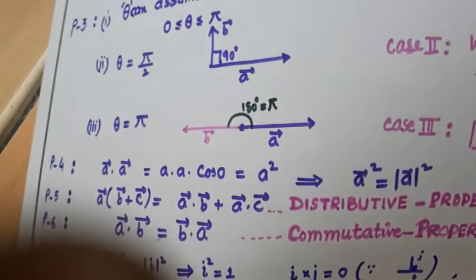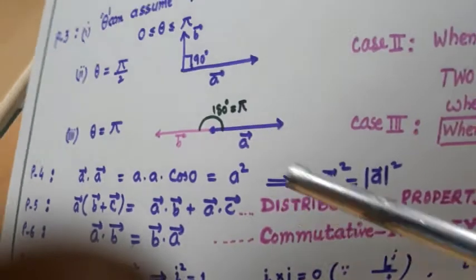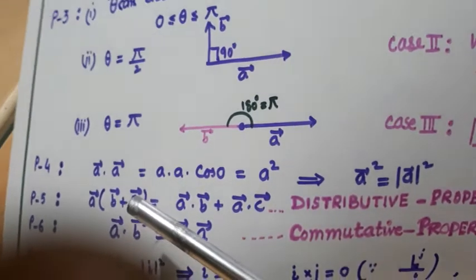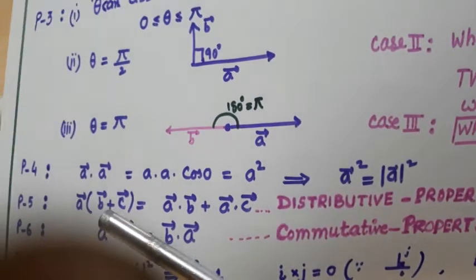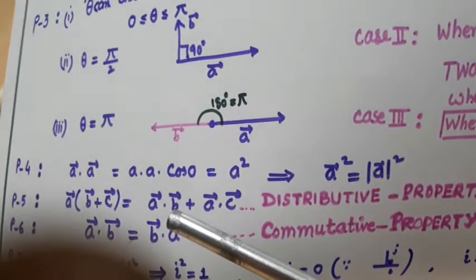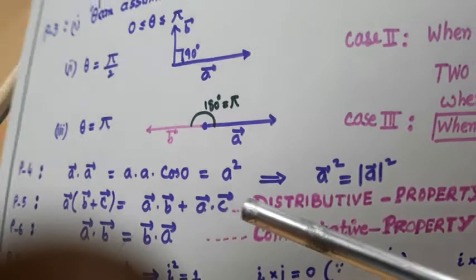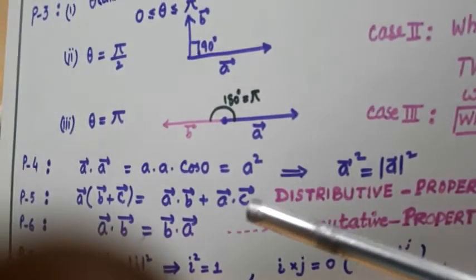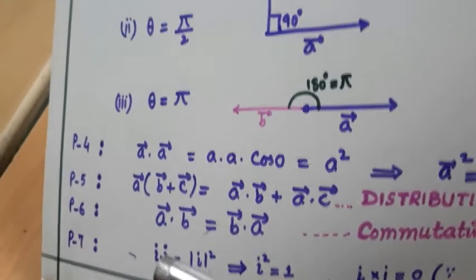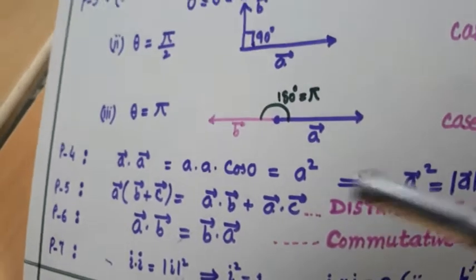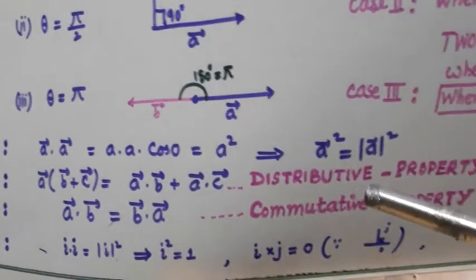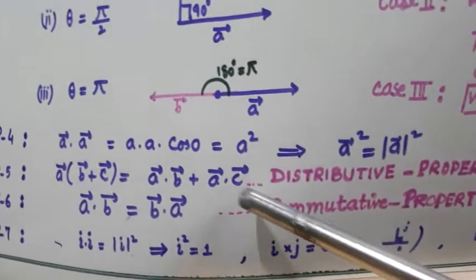Now let us go to the distributive property. A within the bracket is B plus C. When A goes inside, it will multiply with B, it will become A dot B plus A dot C. This property is known as distributive property. Now let us go to the next, the commutative property. A dot B is equal to B dot A. This property is known as commutative property.